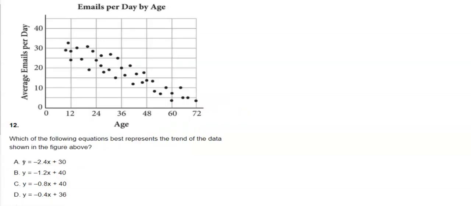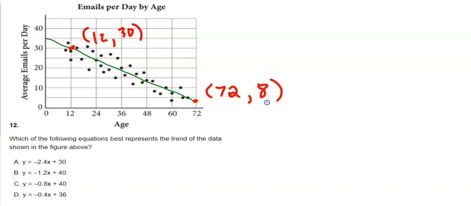This is a good one. If you have a problem like this, just draw the line of best fit. I didn't like that, but let me see if I can do a slightly better job. Okay, so if you do a problem like this, you want to identify a couple points and write down the ordered pairs. Like I see this point right here is 12, 30. I don't know, maybe this point right here, 72, 8-ish. So we're finding this slope, basically.